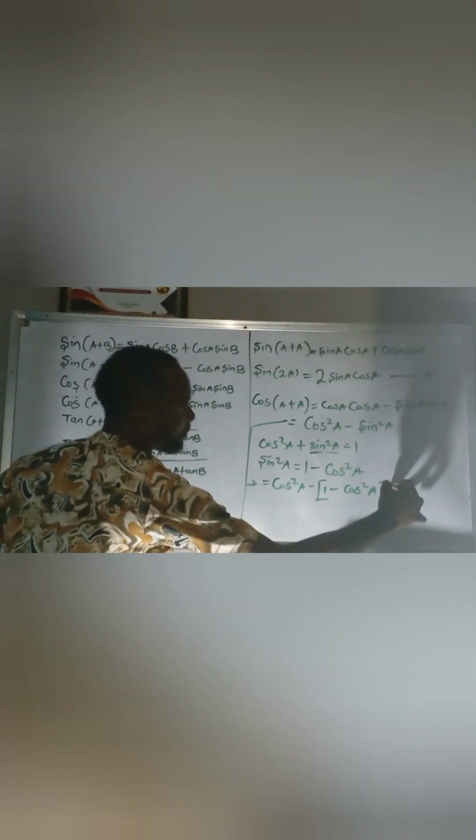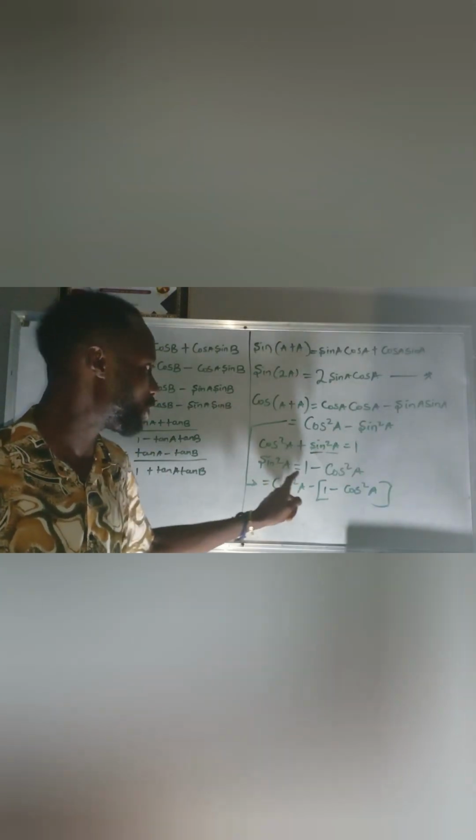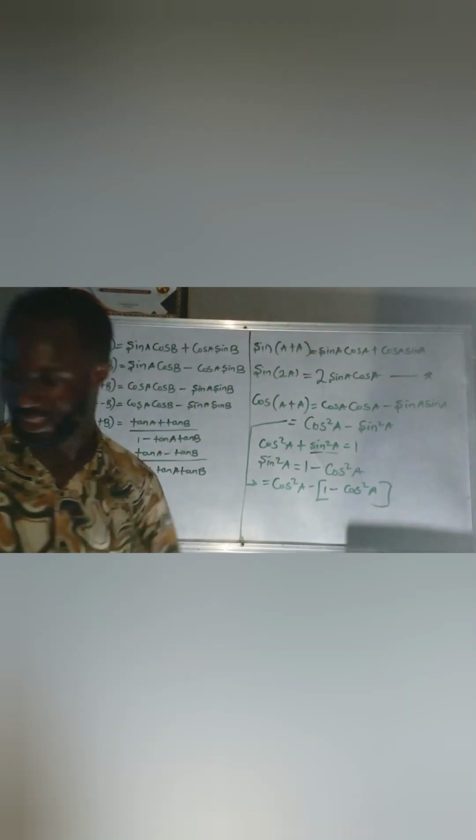So it will be equal to cos square A minus everything that is here, 1 minus cos square A. That means that this guy, minus sine square A, is equal to everything that is here. So I just substitute it into the formula. So because of space, let me continue here.